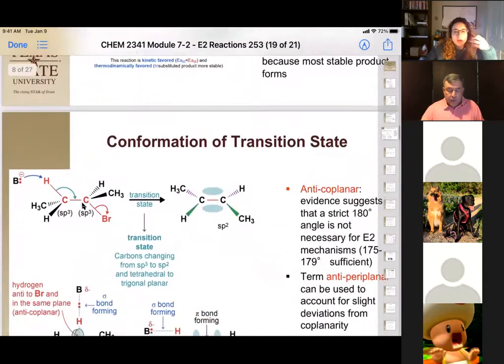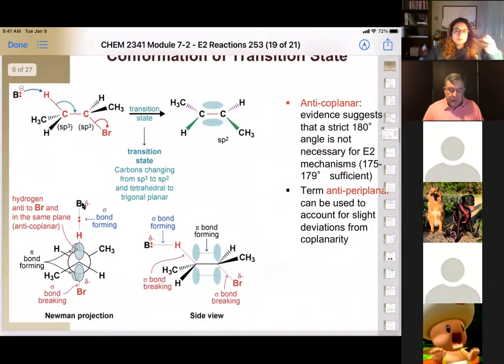Okay, so let's look at that transition state. One of the things we want to pay attention to is we need to have the hydrogen we're removing opposite the bromine we're removing because it's a concerted reaction. We have to move all 6 electrons all at the same time, so they have to be lined up just right to make it happen.